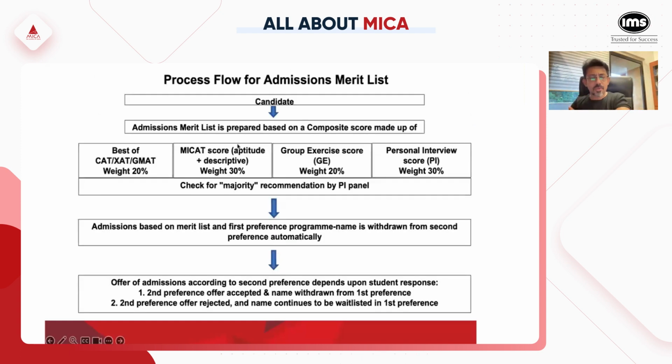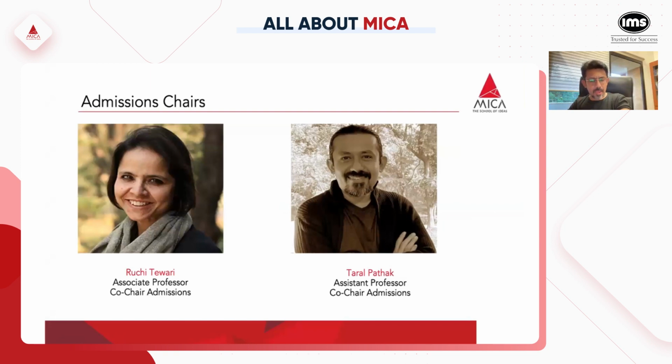This is another way of explaining the entire process flow. Best of CAT, XAT and GMAT, weightage of 20%, MICAT score inclusive of the descriptive and aptitude section, which is 30%, GE 20%, and personal interview 30%. All of these scores are normalized, and these normalized scores are then processed in order to look at the merit list preparation.